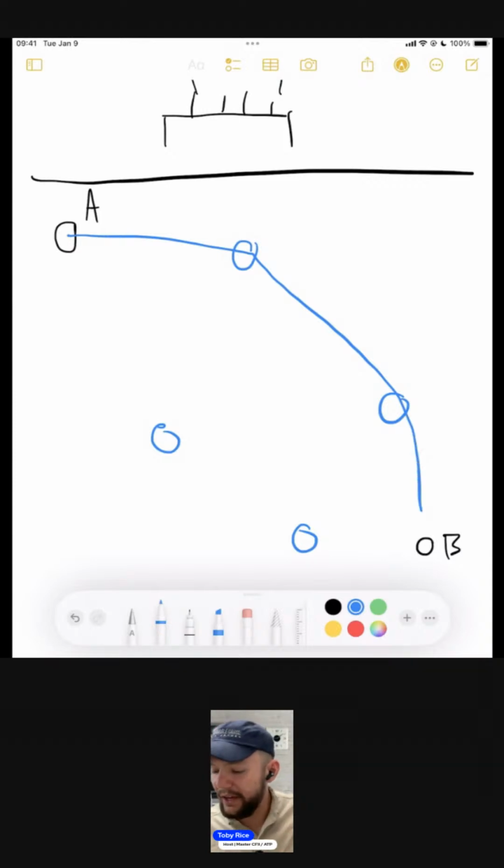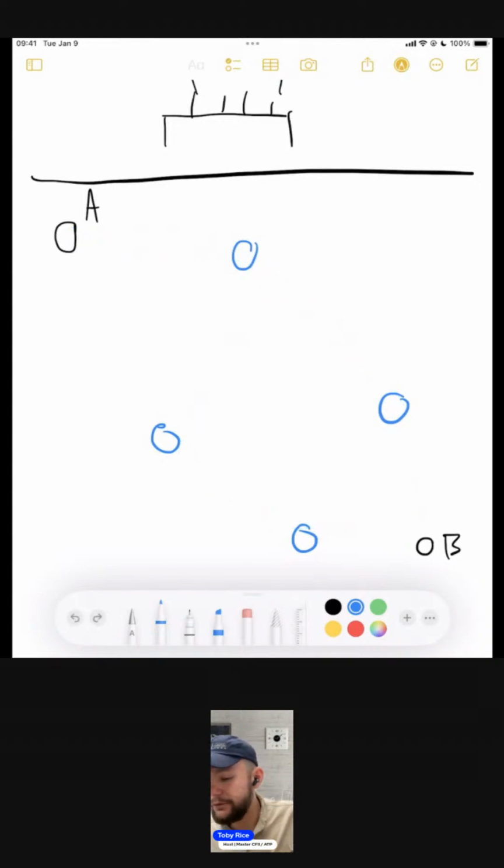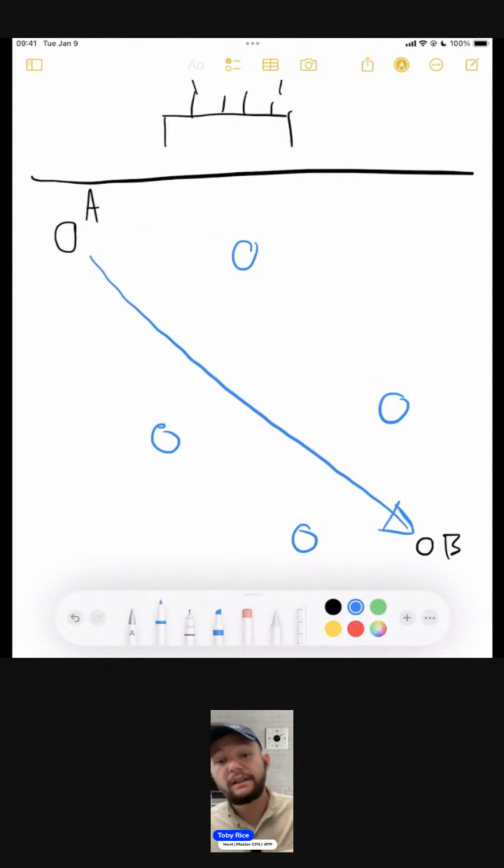I could do something like this. I could zigzag from here to here to here to here. I mean, there are so many different routes I could take to get there, but none of them are direct routes. So how do we get direct routes from A to B using VORs? Well, you can't unless you have something called RNAV.